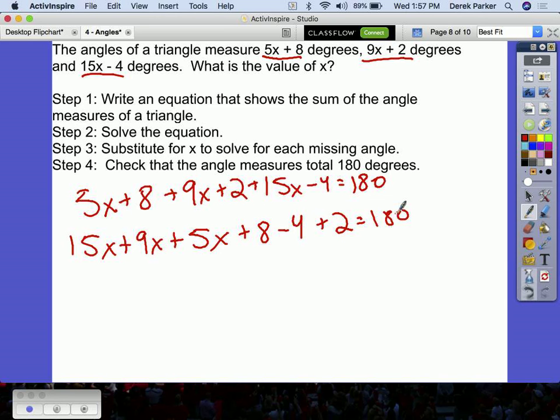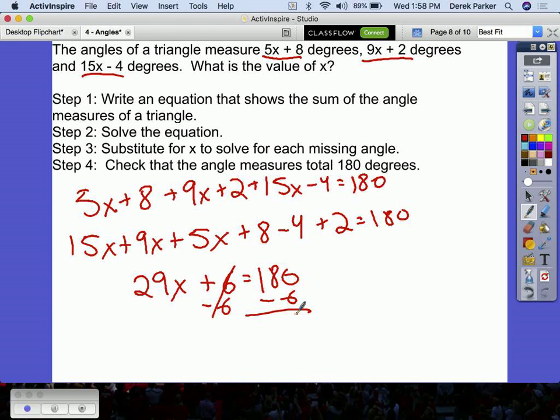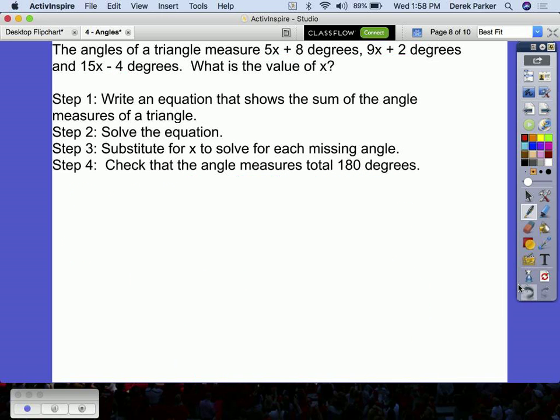I'm now going to combine like terms. 29x plus 6 equals 180 degrees. Now I'm going to subtract 6 from both sides, and I'm now going to rewrite my equation. 29x equals 174. Divide both sides by 29, and x equals 6. Now I am not finished. I just solved for x. Now I can take that value and plug it into each of the degree expressions.